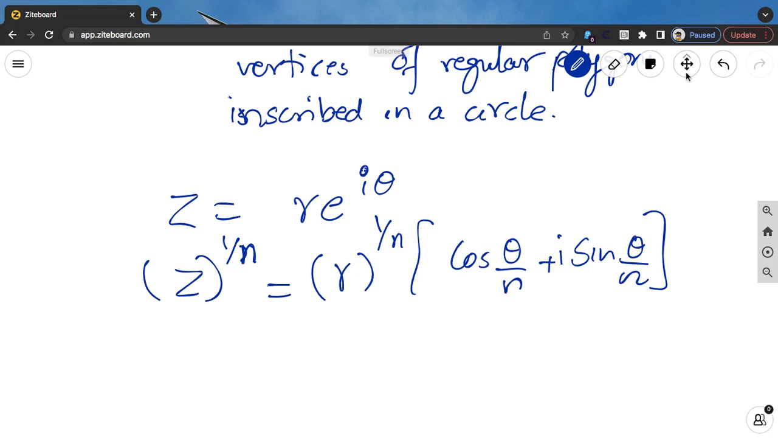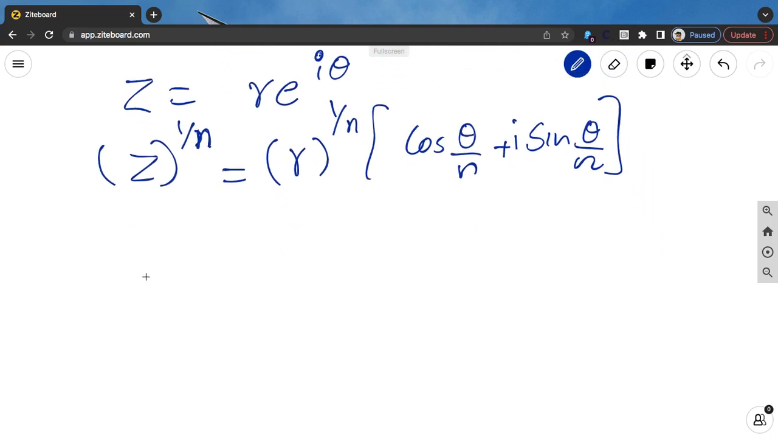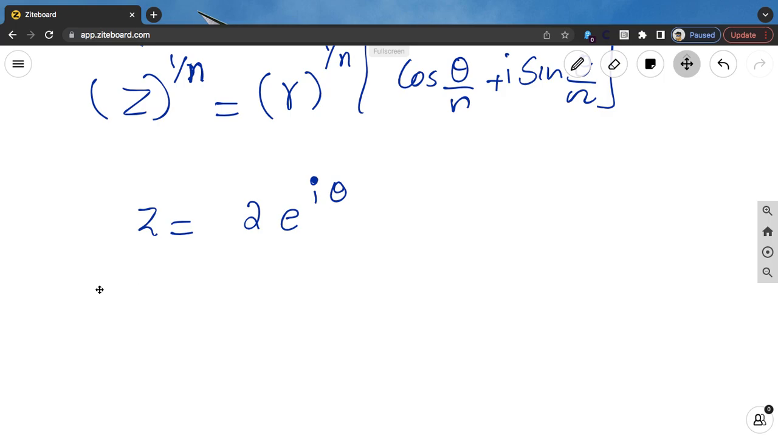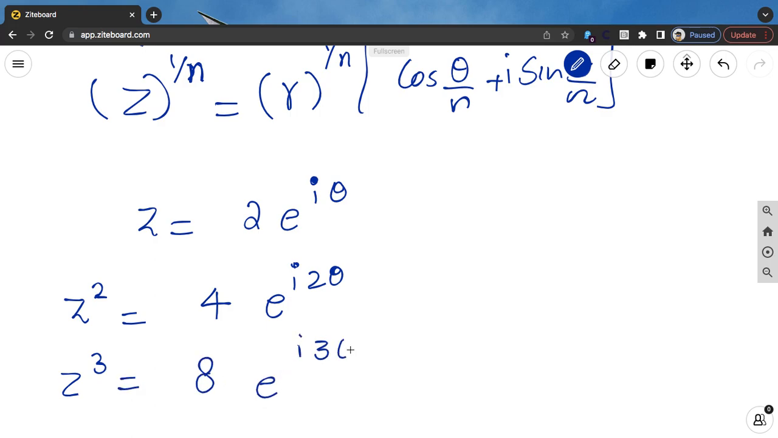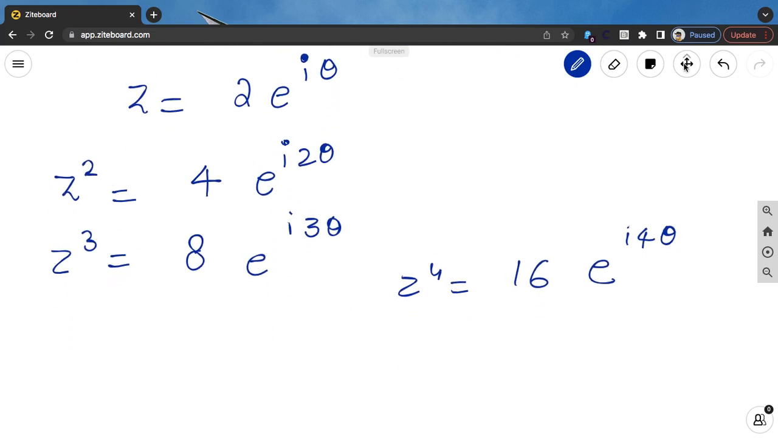Okay. Now let's look at a simple example. If z is 2 e raised to i theta. Let's look at what happens to the power of z. So z square will become 4 e power i 2 theta. z cube will become 8 e power i 3 theta. z raised to 4 is 16 e power i 4 theta. Let's try to graph it and see how it looks.